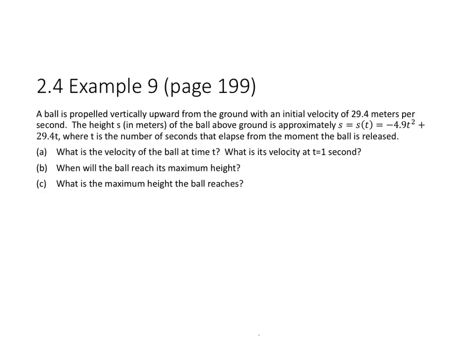Example 9 on page 199 has quite a few parts, so we broke it into 2 slides. We might need to add a third slide as well. It says a ball is propelled vertically upward from the ground with an initial velocity of 29.4 meters per second. So that's my velocity. I'm just going to write this out without even continuing. My velocity is 29.4 meters per second.